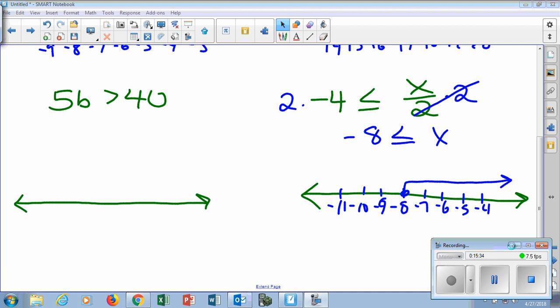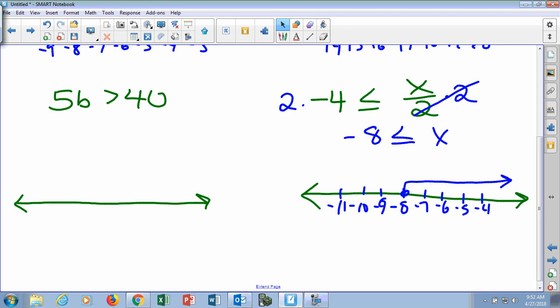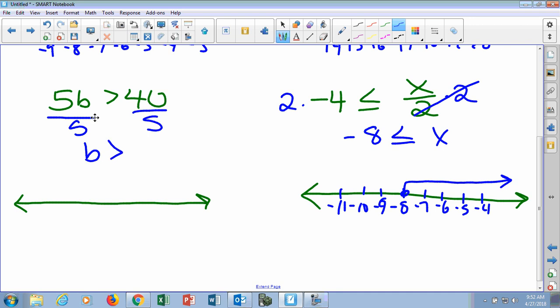So what did you come up with for the one on the left? What'd you get, Robert? All right, so we divide by 5. So when I do that, b is greater than, what's 40 divided by 5? 8. So, 8, 9, 10. What kind of circle at 8? Open because it's not equal to. And then which direction am I going? To the right. Any number is greater than 8. Bigger, going to the right.